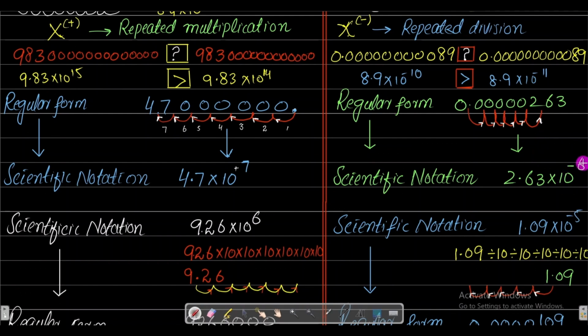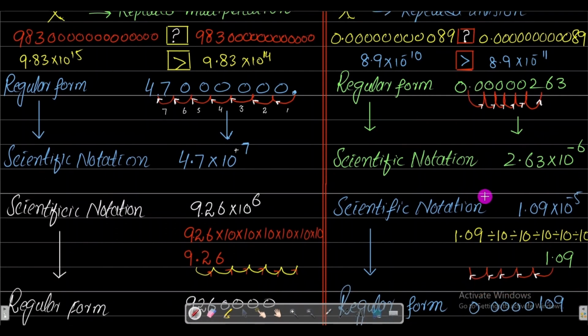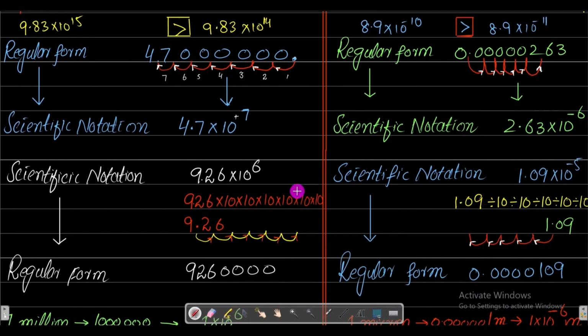And this negative sign actually represents division. So it means that if we take this number and divide this by 10 six times, then we will achieve this original number. Okay, don't be confused here. This is the in-depth intuition of the scientific notation, and I'm going to cover this in more detail.